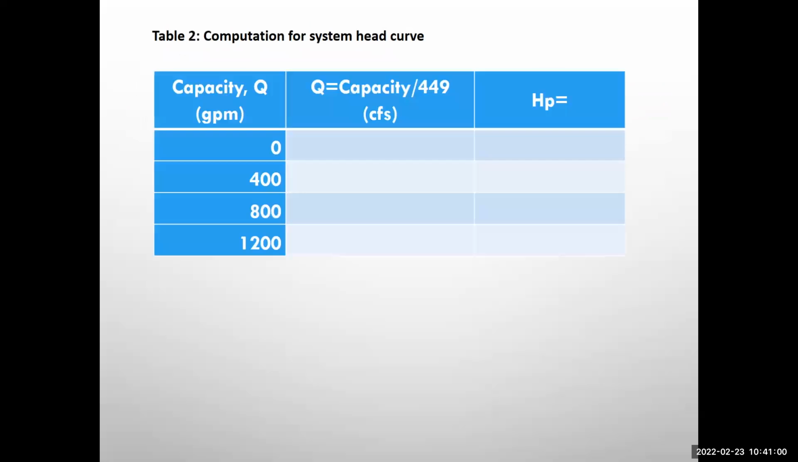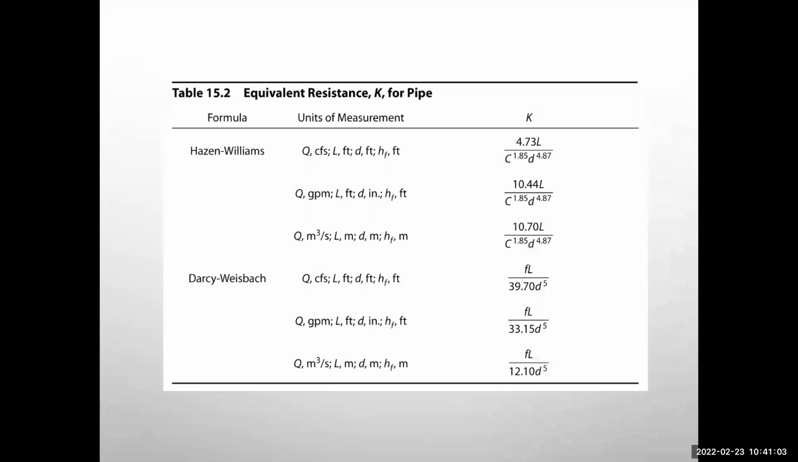So I have the table 15.2 here. Since we are using Darcy-Weisbach equation, there are two options, the first one and the second one, because all the Q we are having are in GPM. But I always prefer to use everything in standard units so that I don't have to think, okay, where I should convert or where I shouldn't. So I will prefer to use this one, fL over 39.7 d to the power 5. Okay, so let's use that.